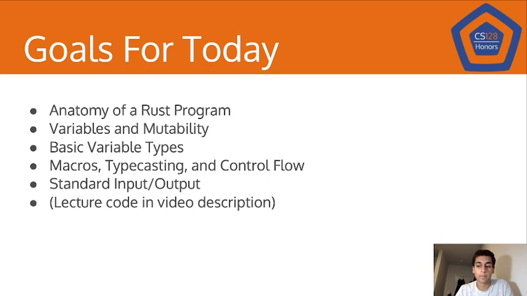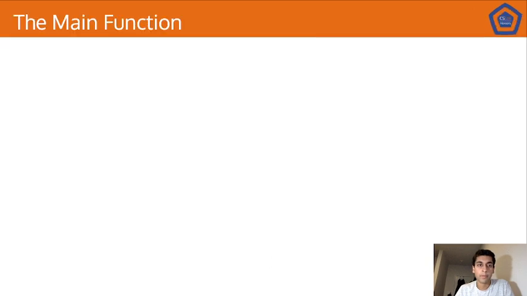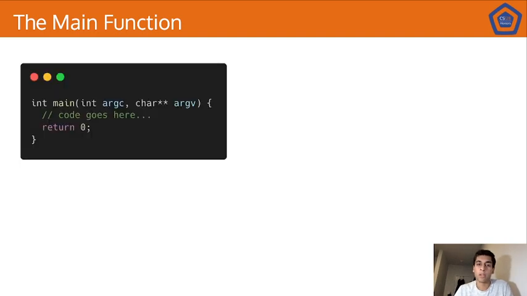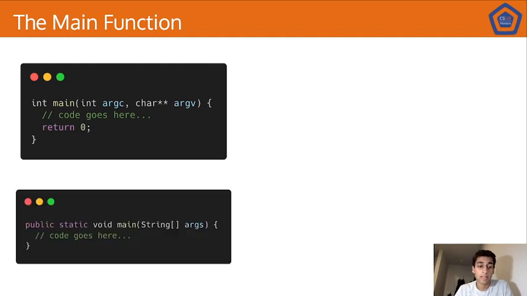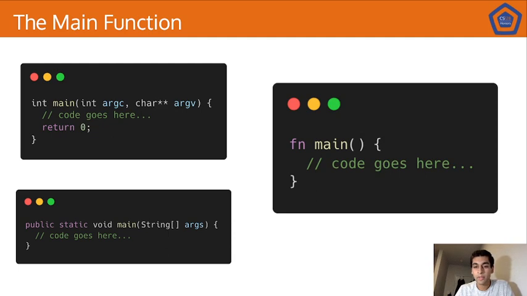All right, let's get right into it. So you're probably familiar with the main function by now. If you come from a C or C++ background, you'll know int main, int argc, char star star argv. That's a mouthful. If you come from Java, it's even worse. Public static void main string array args. Well, Rust is a lot more simple. Function main, and then you can start writing your code. Yes, I know these parameters are for program arguments in the command line, but there is another way to access those in Rust.